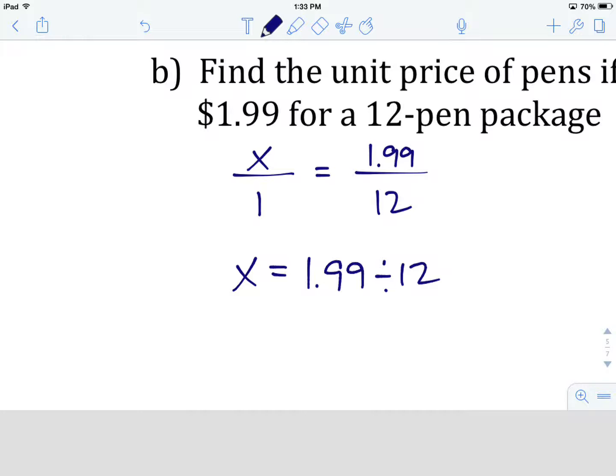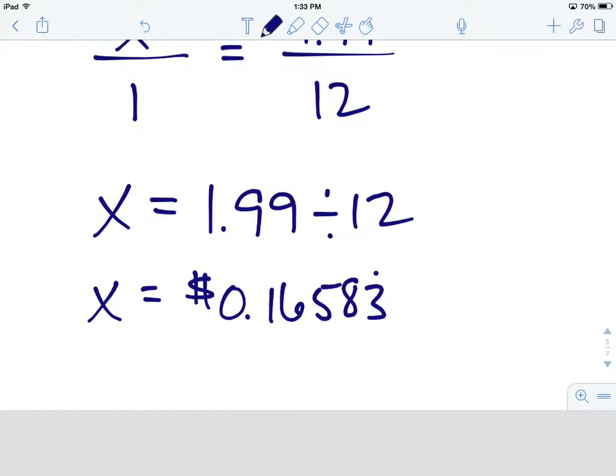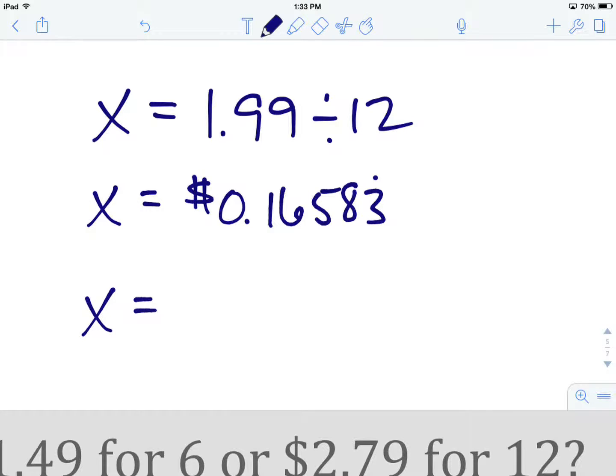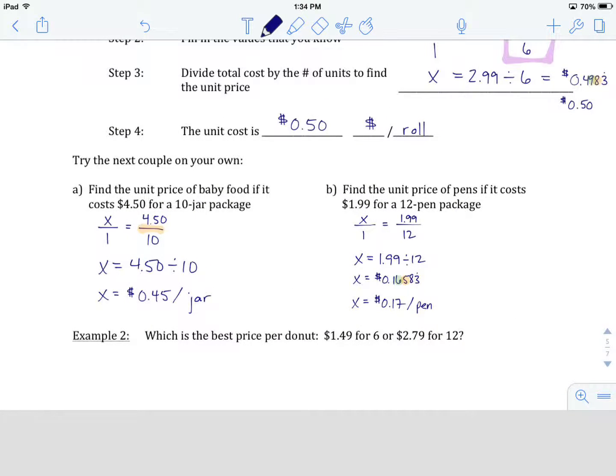$1.99 divided by 12. So let's do that on our calculator now. 1.99 divided by 12 gives us x equals 0.16583 and a whole bunch of 3's coming after that. So again, we need to round this to the nearest hundredth. The number in the hundredth place value is a 6. We look to the number after it to tell us how to round the 6, which is a 5. 5 tells us that we are going to round that 6 up to a 7. So we're talking about 17 cents per, what is the item that we're after? Per pen. And that's how we do these calculations.